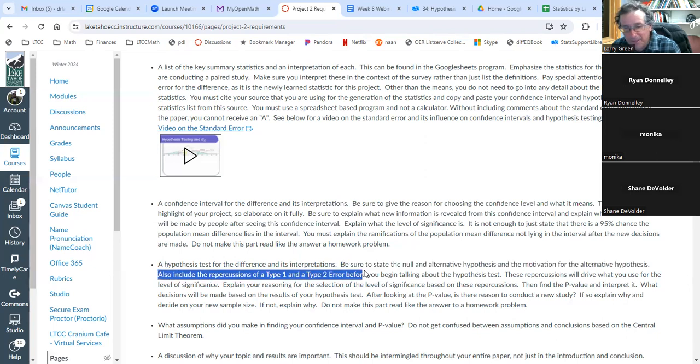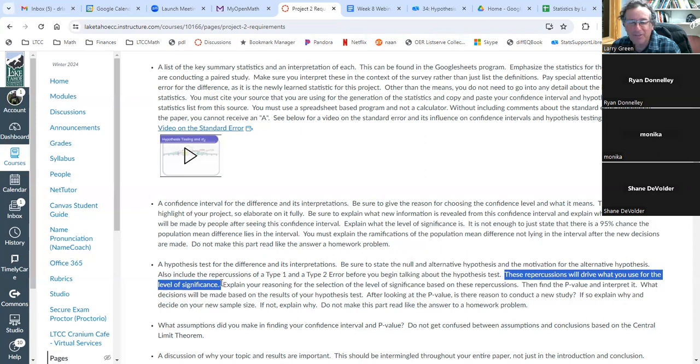Include repercussions of type 1 and type 2 error before even talking about the hypothesis test and the p-value and all that stuff. So, order of stuff. Okay, make sure you let the repercussions drive your level of significance decision and explain your reasoning. Okay, and these are repercussions not to the general public. Who are the repercussions to?